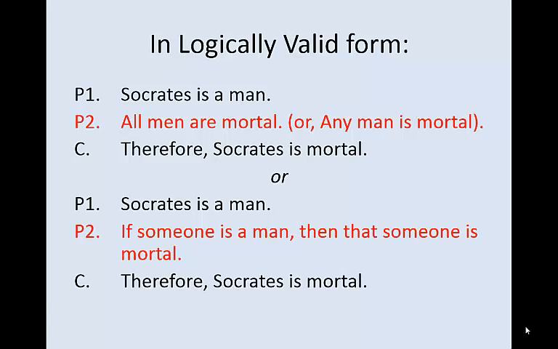The problem with adding some men are mortal would be if you combine some men are mortal and Socrates is a man, you can't really infer that Socrates is mortal because you don't know if Socrates is among those some men who are mortal. So, again, adding these red premises makes the argument logically valid, and it puts it in the form of argument known as syllogism.